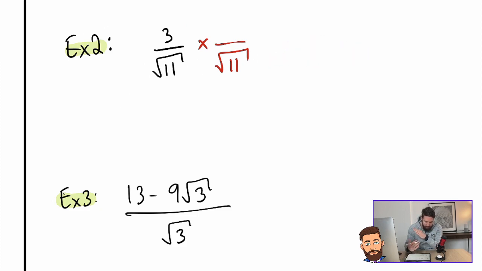However, fraction rules state if I times the bottom by root 11, I have to times the top by root 11 to make sure I'm not actually changing the answer, the question itself. So, I make sure I times the top by the same, then it's just basic fraction rules. We're going to times across, you get 3 root 11 over 11.